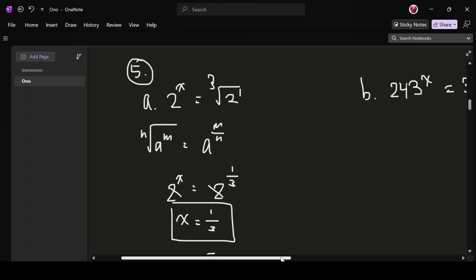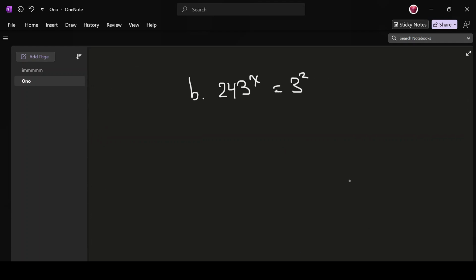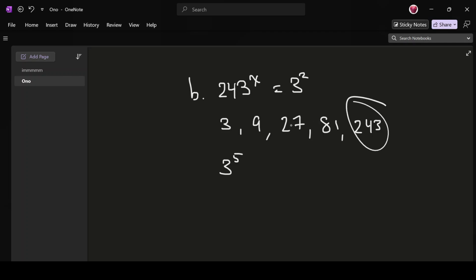Next number, 243 to the power of x is equal to 3 to the power of 2. Now let's just write down the powers of 3. 3, and then times 3, 9, and times 3, 27, times 3, 81, times 3, 243. Actually, let's just stop there. We already reached 243. Now we can just see in which place 243 is. It's in the 1, 2, 3, 4, 5th place. So from that information, we know that 243 is 3 to the power of 5.